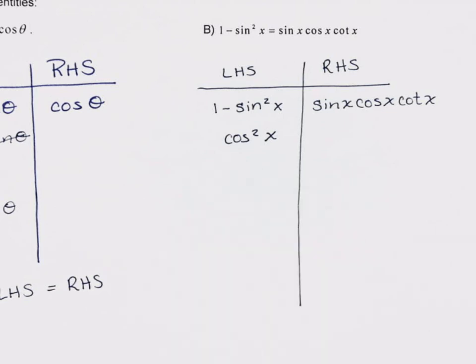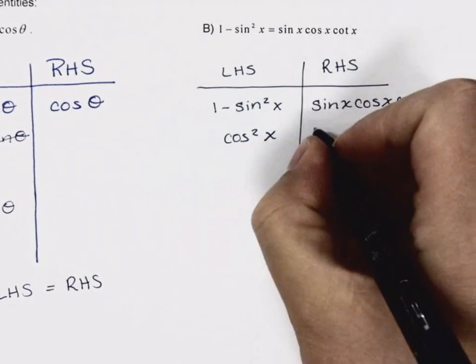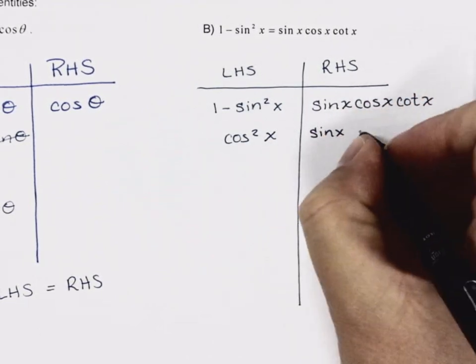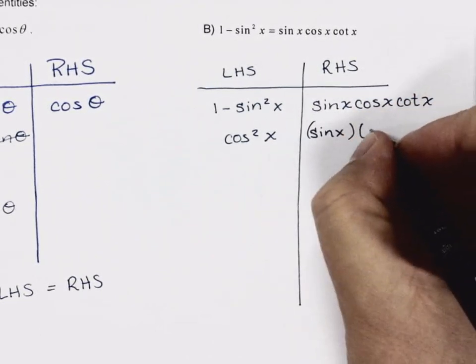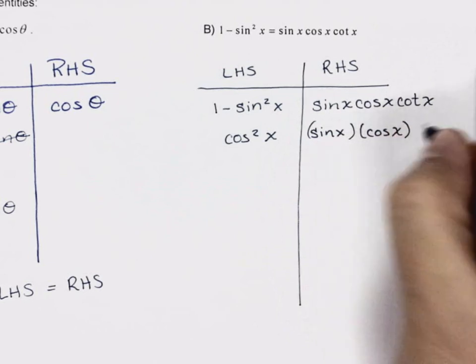Okay, so I've worked the left-hand side, but I'm stuck at this point. I could go back and go forward, but that's about it. I can't really do too much over here. So I'm going to go to this side, and sine x I can't really do anything with. I sometimes like to put brackets around it so I can see it a little bit better.